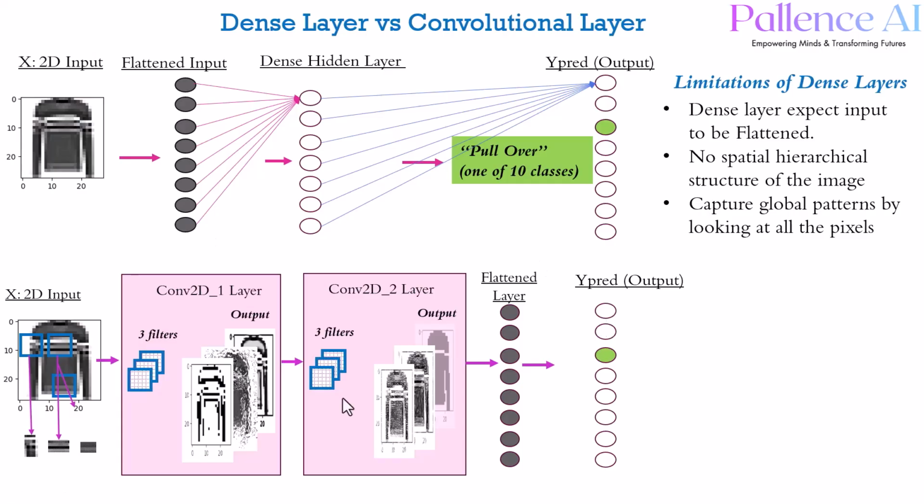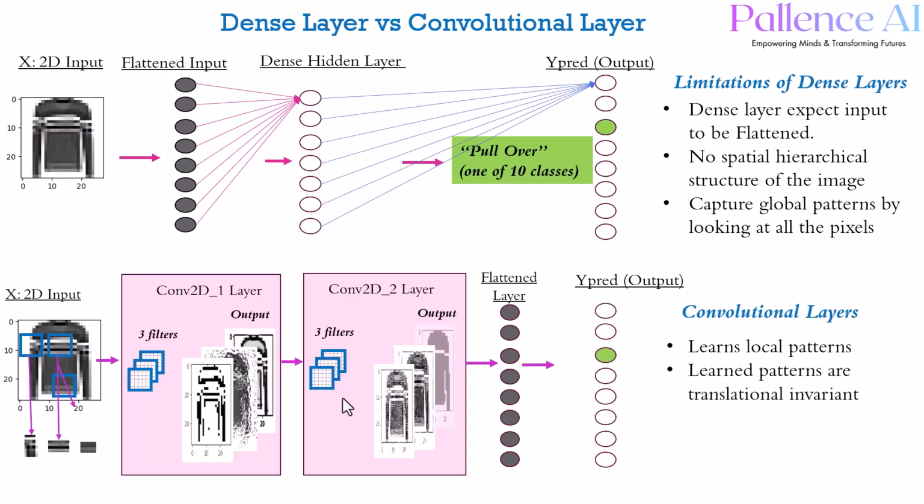The difference from the dense layer is that with convolutional layers, you're learning local patterns. Patterns that are translation invariant. Again, it's a big English word. What it means is once the network learns a local pattern, it can easily recognize it even if the same pattern appears some other place. So it can learn patterns no matter where they appear. The convolutional network can learn them.